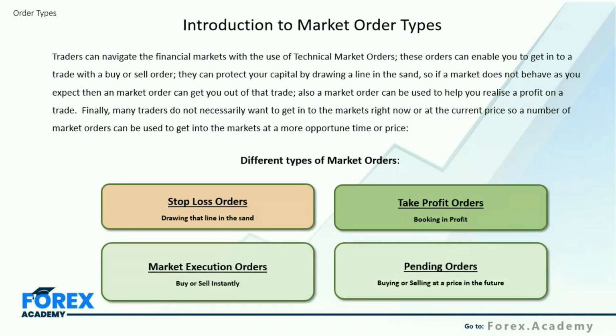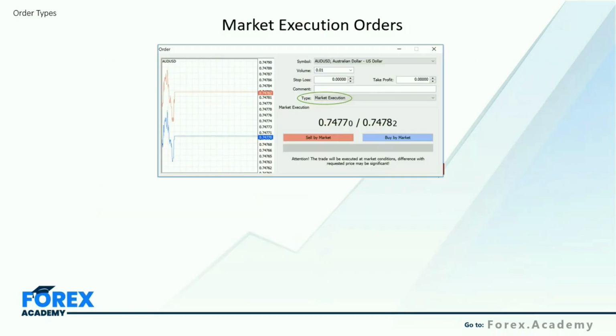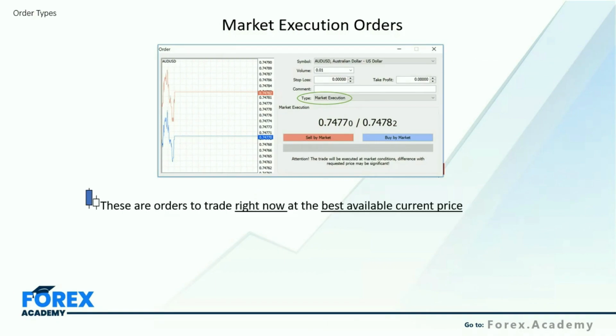And as an overview, there's a number of different pending orders. And what these allow you to do is to either buy a market or sell a market at a particular price in the future. So obviously not at current prices, which would differentiate between a market execution and a pending order. Okay, so that's just a very, very brief introduction. So focusing on market execution orders.